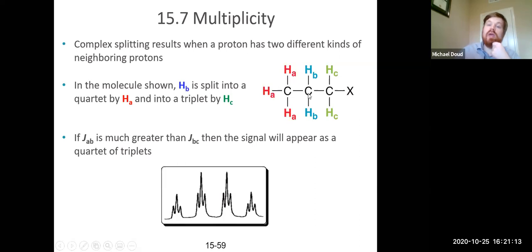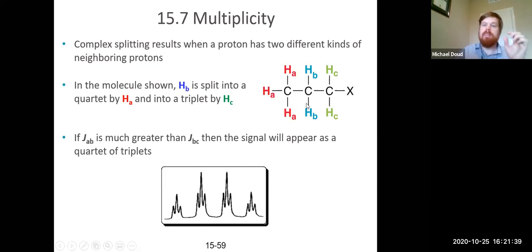Now, the way that this pattern is going to look depends on the coupling constant. If the coupling constant from A to B is stronger than that from C to B, that means it's going to split into a quartet first, and those are going to be the widest peaks. Then each of those is going to be split into a triplet by HC. So this gives you a quartet of triplets, right?